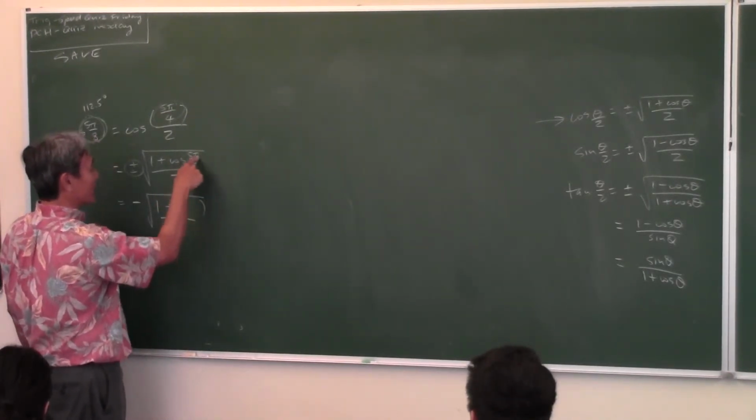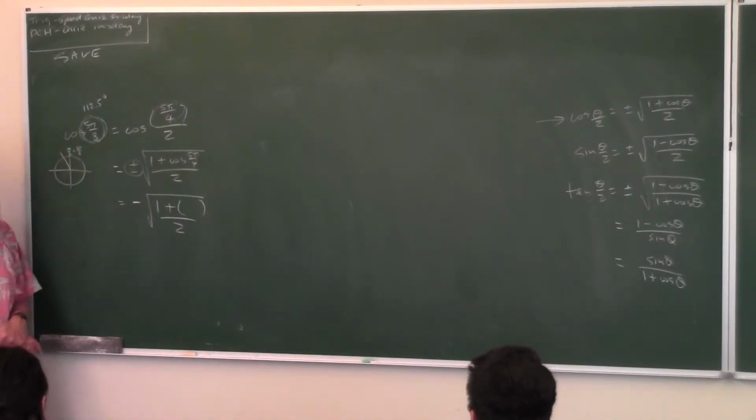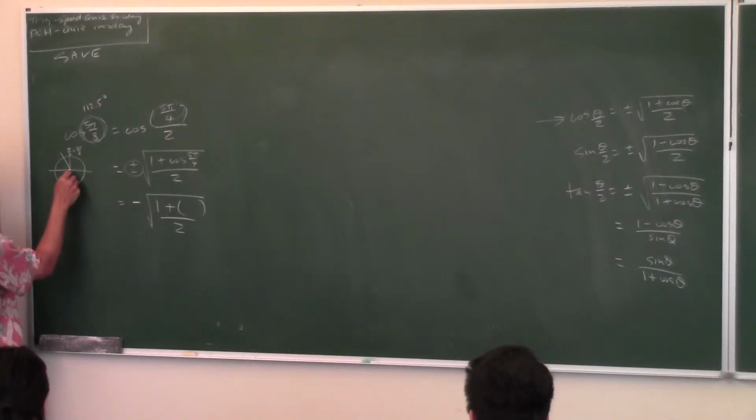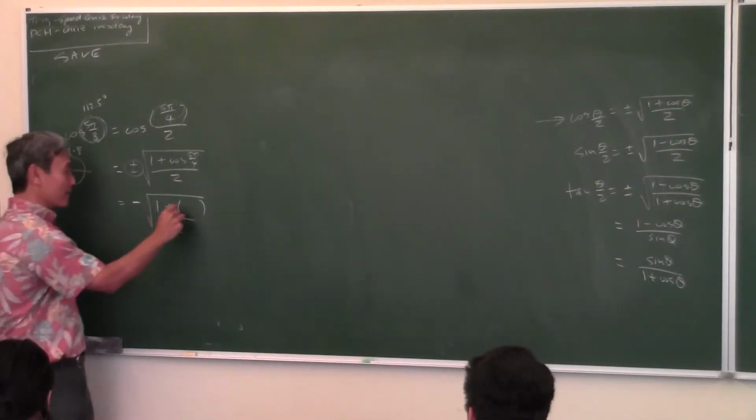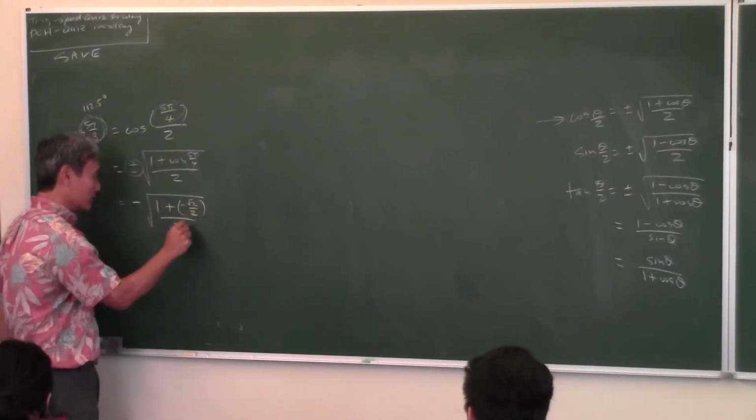Now, cosine of 5 pi over 4. Is that a number I'm supposed to know? Yeah. Where is 5 pi over 4? Right there. What is the x coordinate of that point? What is the cosine of 5 pi over 4? It's in the middle. It's going to be medium. Root 2 over 2. But you got to go left, right? Negative root 2 over 2.